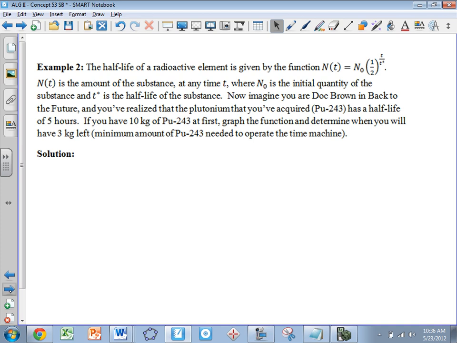So what we're going to try and figure out is, if he started with 10 kilograms of this plutonium, and the car takes 3 kilograms to run, how much time can go by before he has to use the plutonium after he steals it? He's only got a certain amount of time to use it, or else it's going to run out. That's really what's going on. So we're going to figure out that time value, the t value. We're solving for that little t now. It's going to be a little bit different, and we're going to do it graphically.